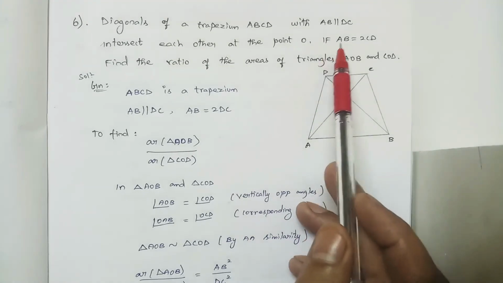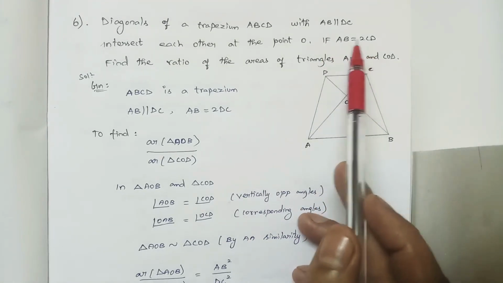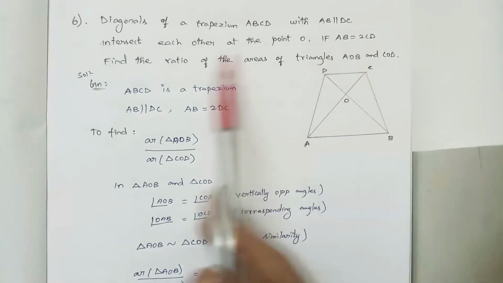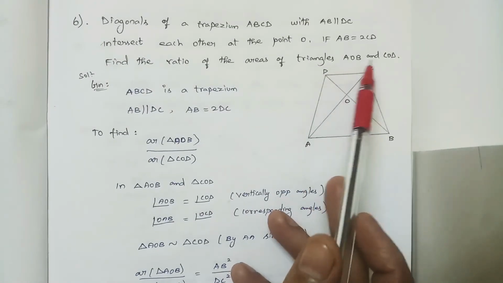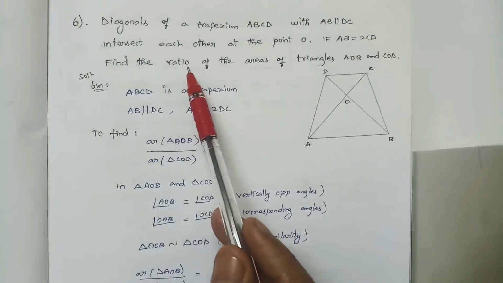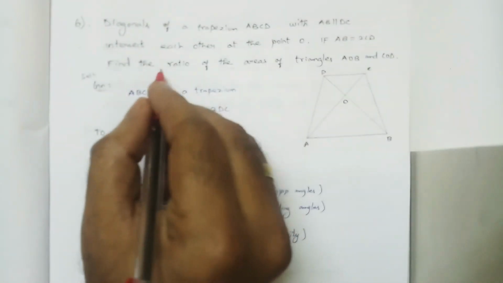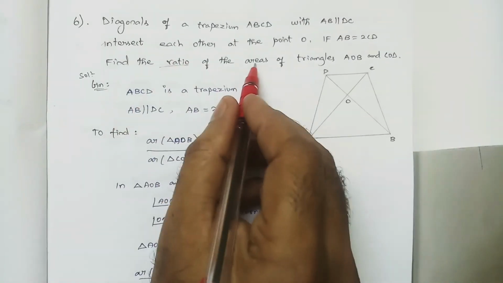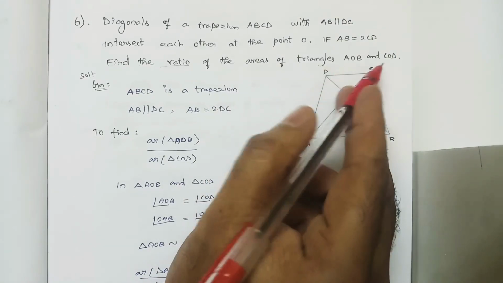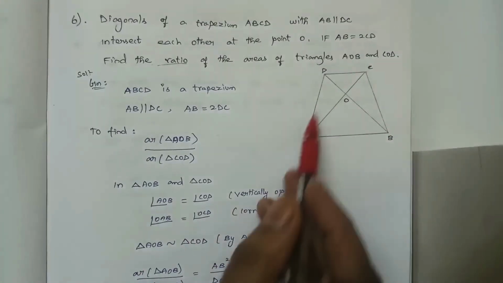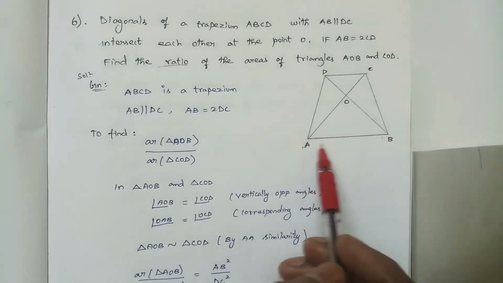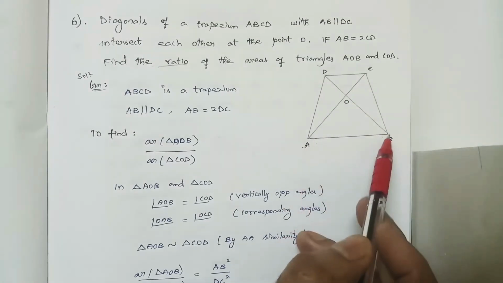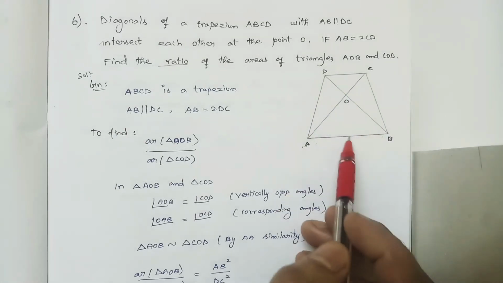Okay. If AB is equal to 2 times CD, find the ratio of the areas of triangle AOB and COD. That is very important. Here I have drawn the trapezium ABCD. They said that AB is parallel to DC, and these two are the parallel sides.